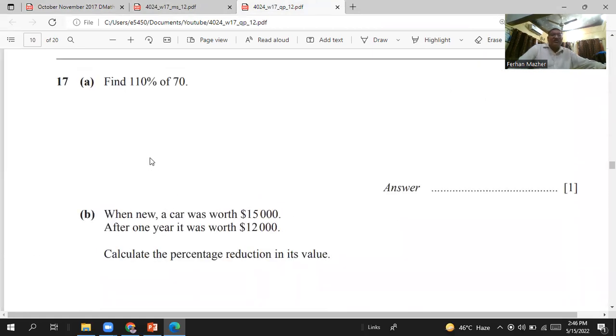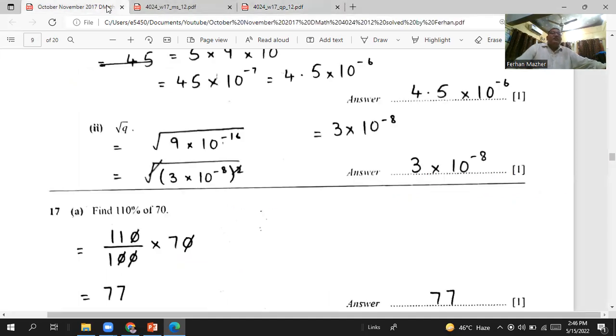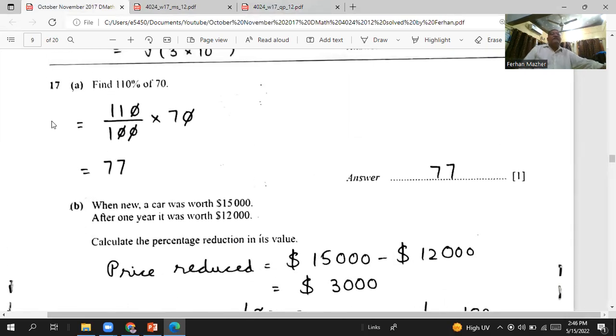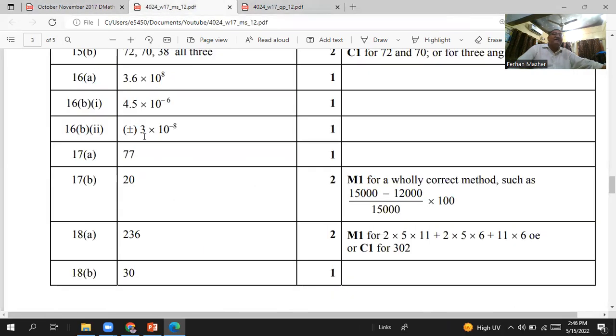The next part is question number 17. A part, it says 110% of 70. 110% of 70 will be 110 divided by 100 multiplied by 70. So let me show you. It will be like this: 110 divided by 100 multiplied by 70. This 0 and this 0 will be cancelled. So you are left with 77 only. So 77 is our answer. 77 is the right answer, sir.